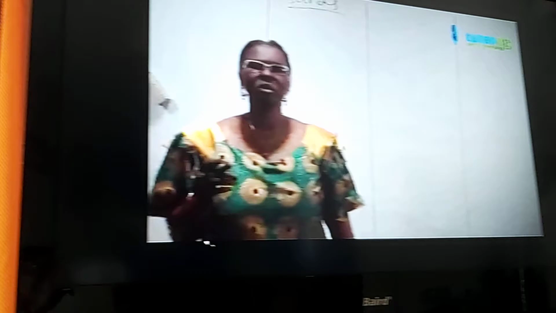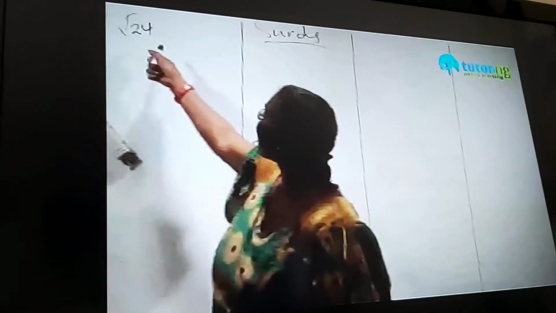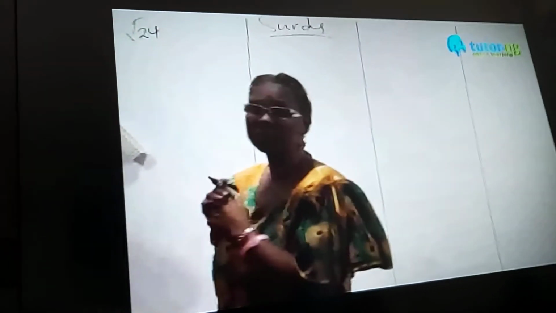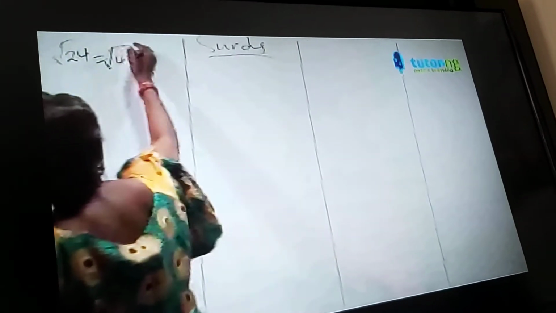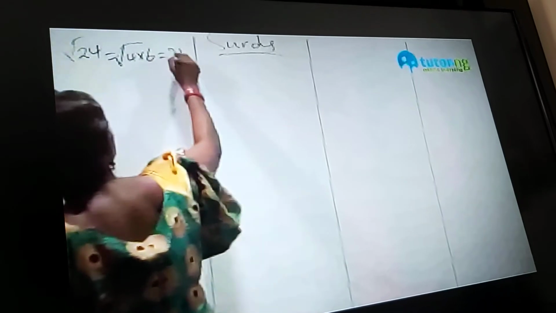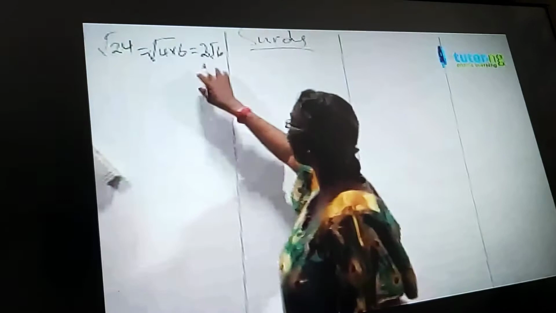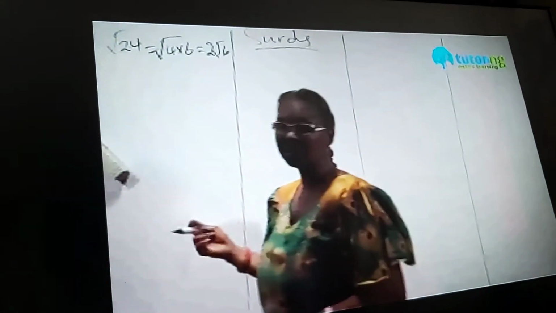A surd is the square root of a non-perfect square. So first question, simplify root 24. Obviously, this has a perfect square that is a factor. So break 24 into a perfect square and a non-perfect square. What would that give you? 4 times 6. So this is equal to the square root of 4 times 6. And since you can find the square root of 4, it will be 2 root 6. That is the simplest form. You must write your surd properly, otherwise it won't sound right.